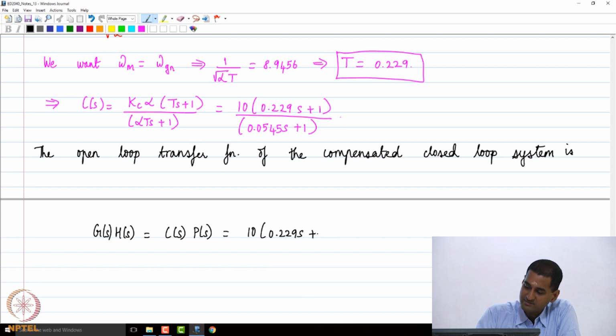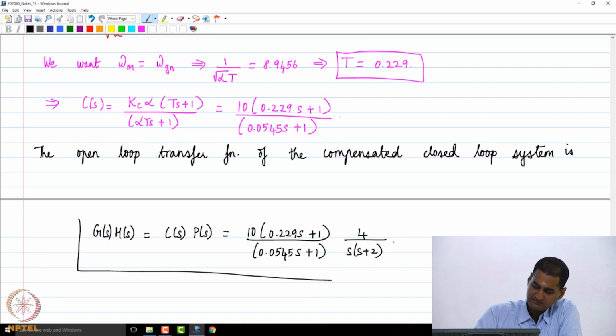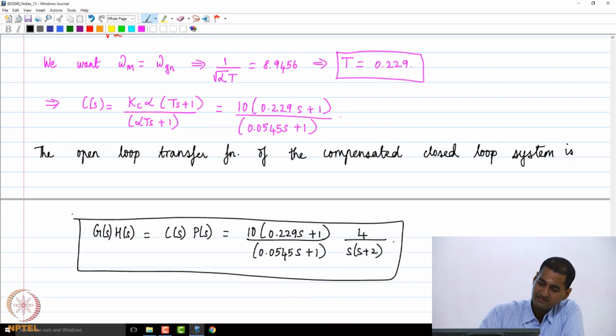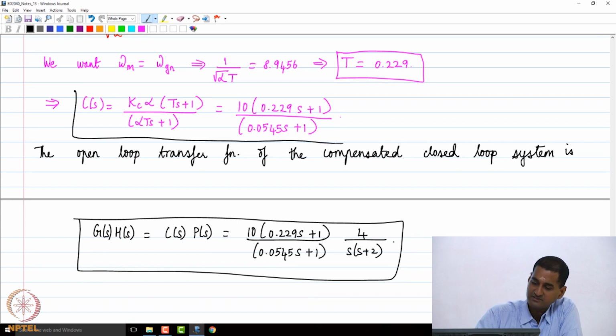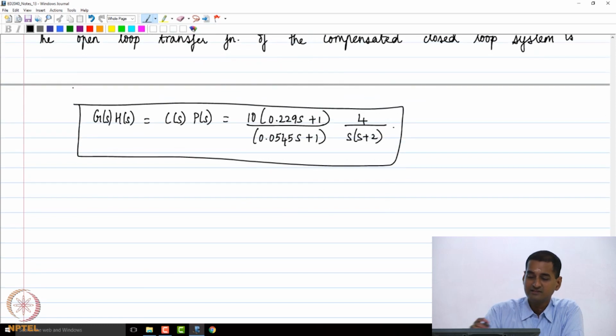0.229 s plus 1 divided by 0.0545 s plus 1, and the plant transfer function is 4 divided by s times s plus 2. Okay, this is the open loop transfer function, and this is the controller transfer function. Okay, this is the lead compensator that has been designed.